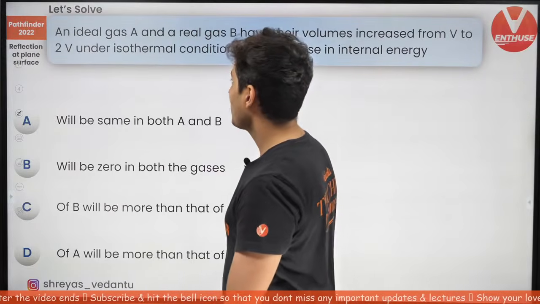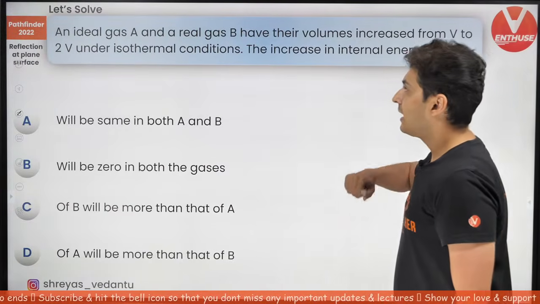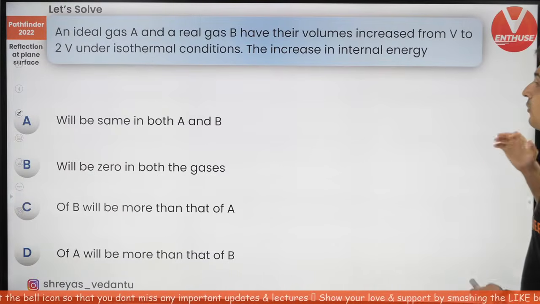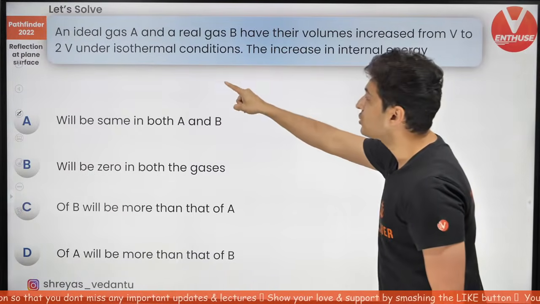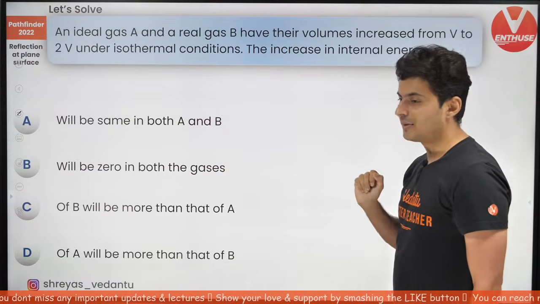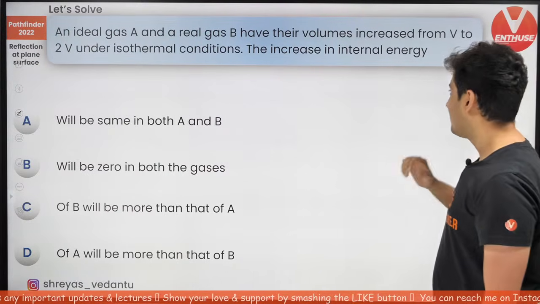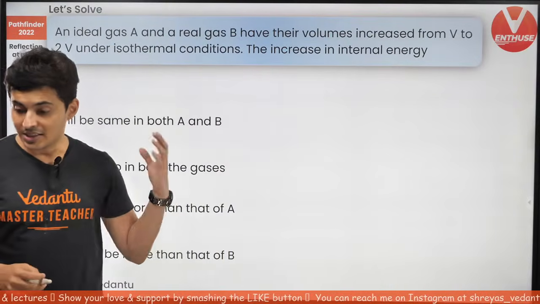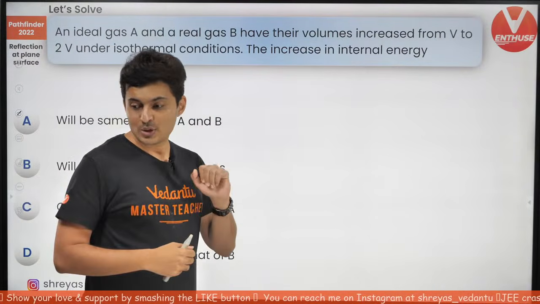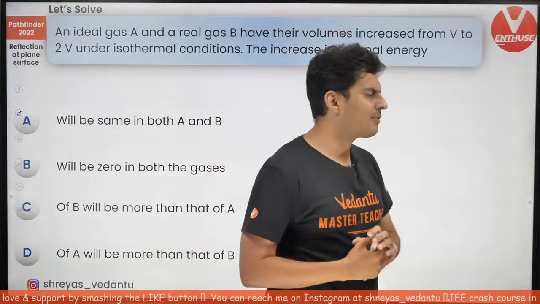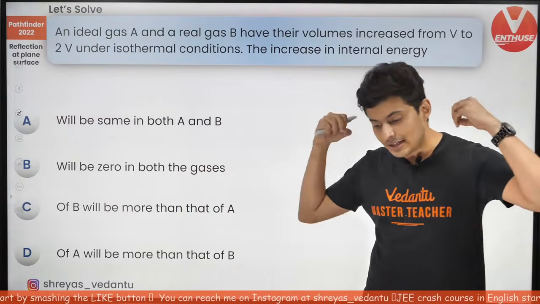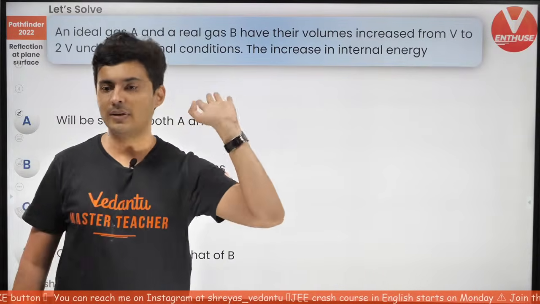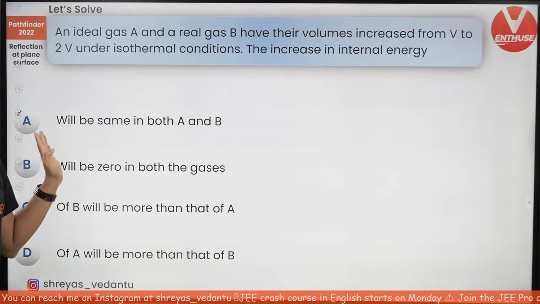Be careful. In an ideal gas A and real gas B, their volumes are changed from V to 2V in isothermal condition. Very important. The increase in the internal energy is how much? How to know vibrational? Dakshin, it will be given to you in the question. So if it is given that it is very high temperature or it has vibration, you take into account 1 vibrational degree of freedom. That's all you need to do, Dakshin.